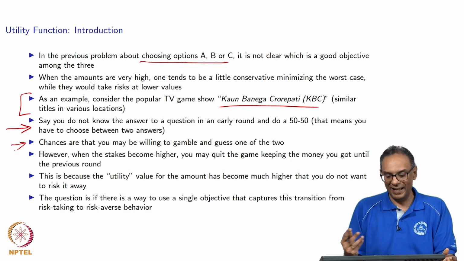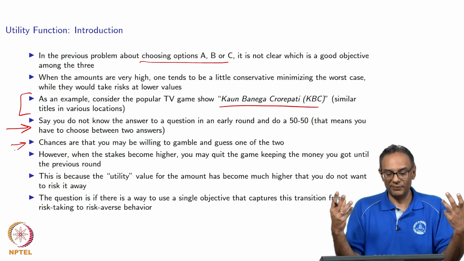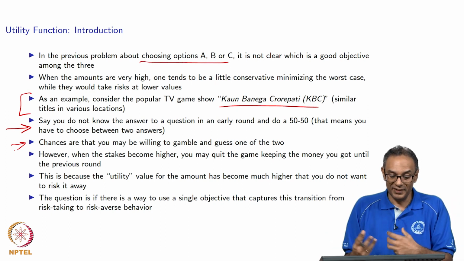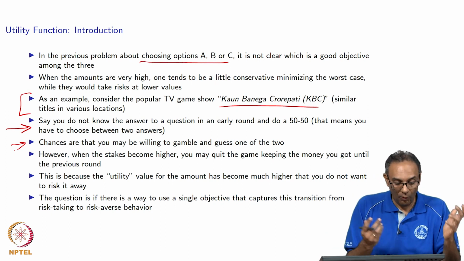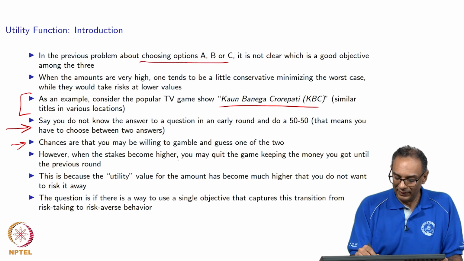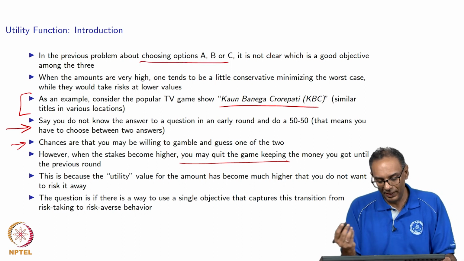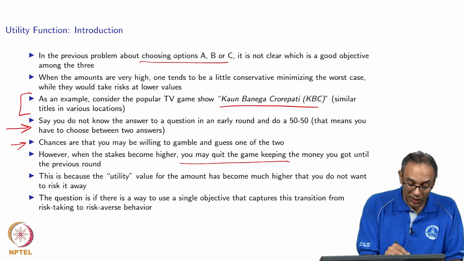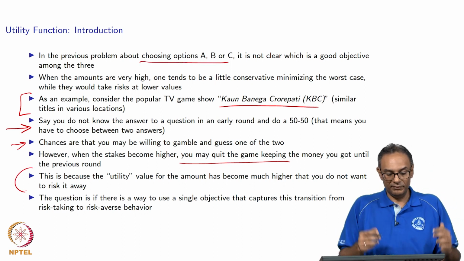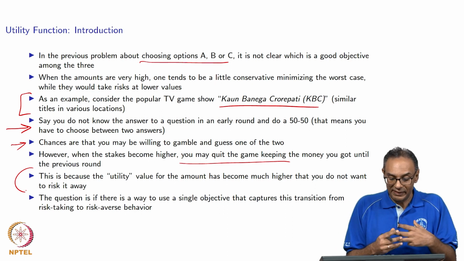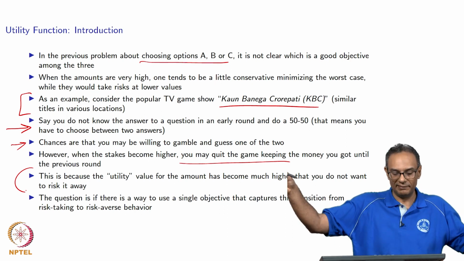might be willing to gamble and you pick one of the 2 options when you had a 50-50. When the amount is large, you would say, well, I'll just take the money and go. Okay. So typically, you will quit when the stakes are high, and you might risk when it is low. This is what is called utility. So the utility value is not linear, okay, in some sense.